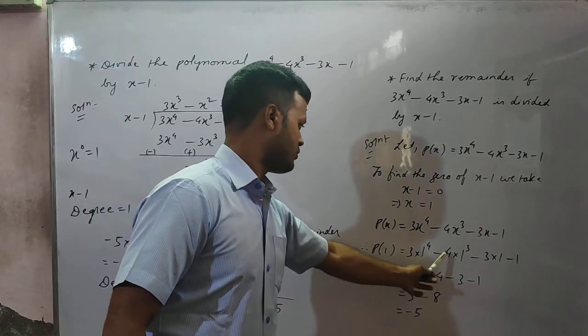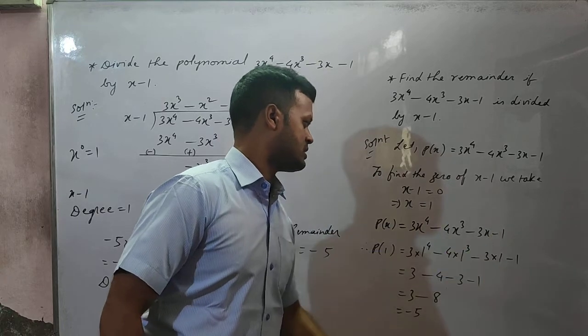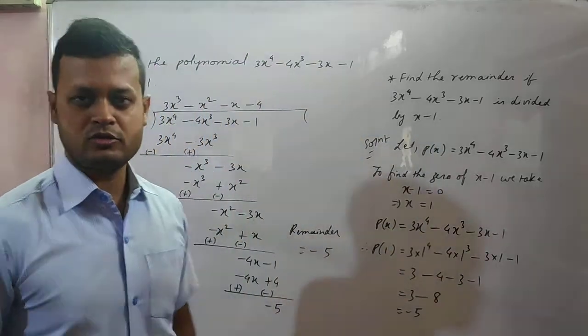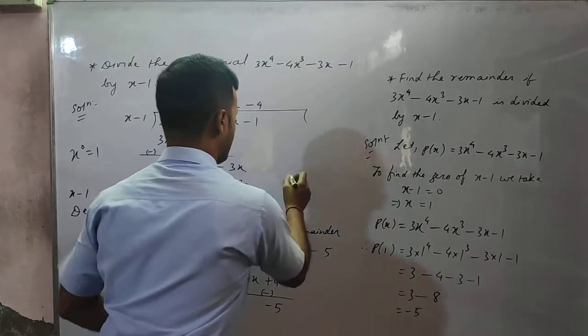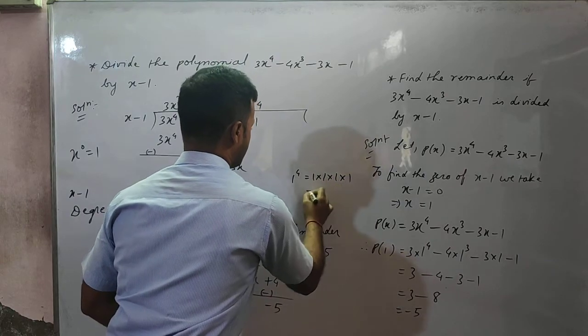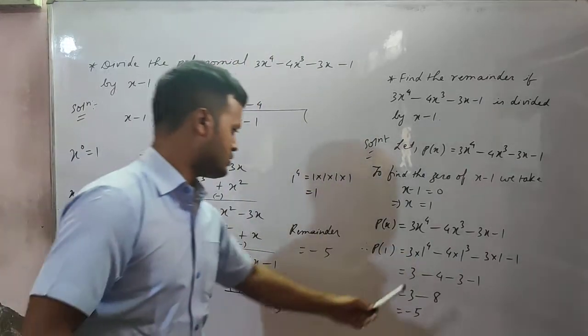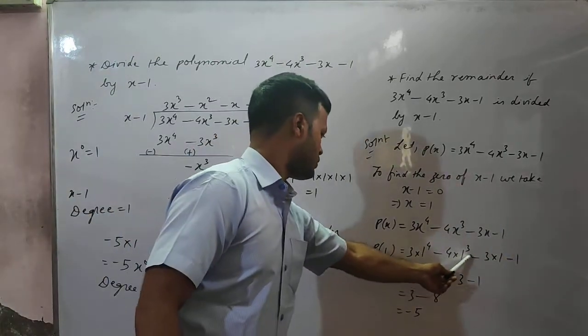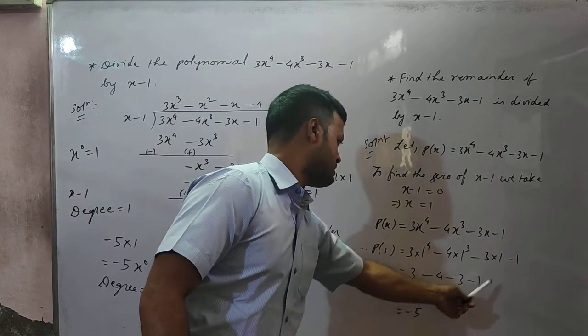So 3 into 1 to the power 4 minus 4 into 1 cube minus 3 into 1 minus 1. Now 1 to the power 4 means what? 1 into 1 into 1 into 1, that means 1. So 3 into 1 will become 3. Again 1 to the power 3 is also the same, 1 only. So 4 into 1 will become 4, and 3 into 1 will become 3, minus 1.